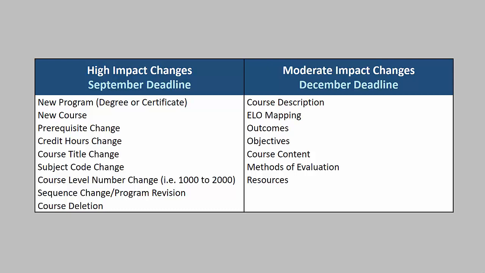Please remember, as you are planning your course revisions, that high-impact changes are due in mid-September each year and include prerequisite change, credit hours change, course title change, subject code change, and course level number change, for example, moving a course from a 1,000 level to a 2,000 level. Moderate impact changes are due in the beginning of December each year and include course description, ELO mapping, outcomes, objectives, course content, methods of evaluation, and resources.